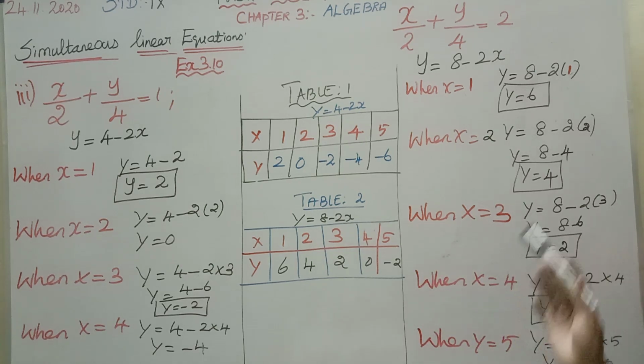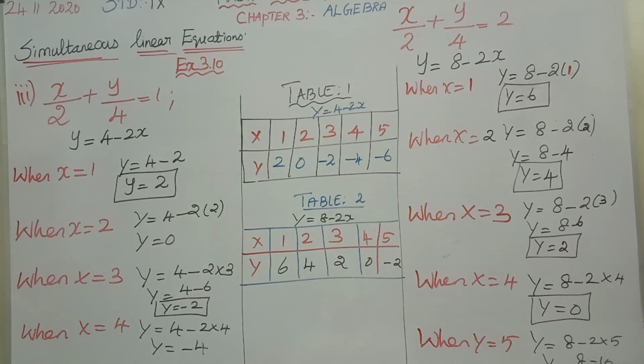So now you copy these values on the right hand side of your graph notebook, and on the left hand side we are going to make the table. Just 2 minutes, you copy, all of you. Take your notebook and copy.